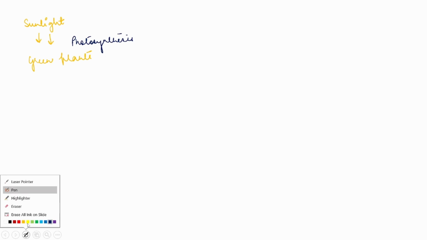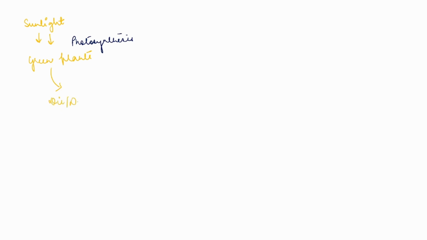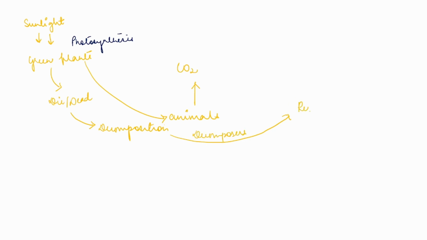After photosynthesis, what will happen? At one point of time, these plants will die and undergo decay, decomposition, and release carbon. Also, some animals which are dependent on green plants for food excrete and release carbon dioxide in the environment. The decomposers taking part in decomposition also undergo respiration and release carbon dioxide in the environment.